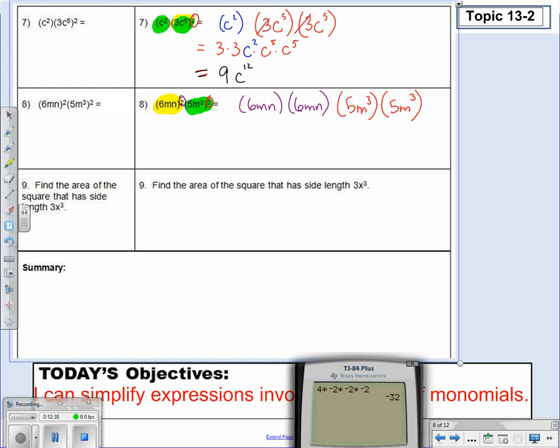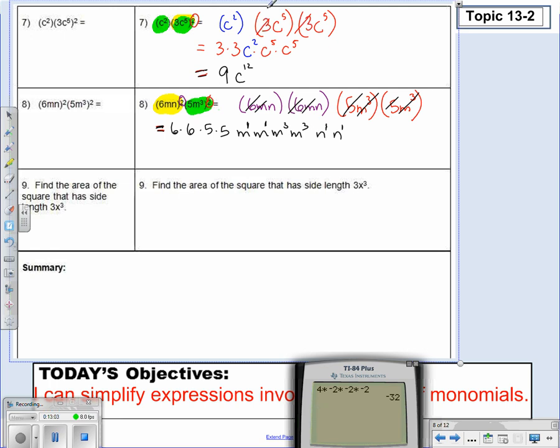Now, let's rewrite using our numbers first. So we have 6 times 6, and then 5 times 5. We have m's, so m from the first one, m from the second one, m cubed, and m cubed. Taking care of all our m's, and now n's, we have an n and an n. Recall that if it doesn't have an exponent, there's an understood 1.